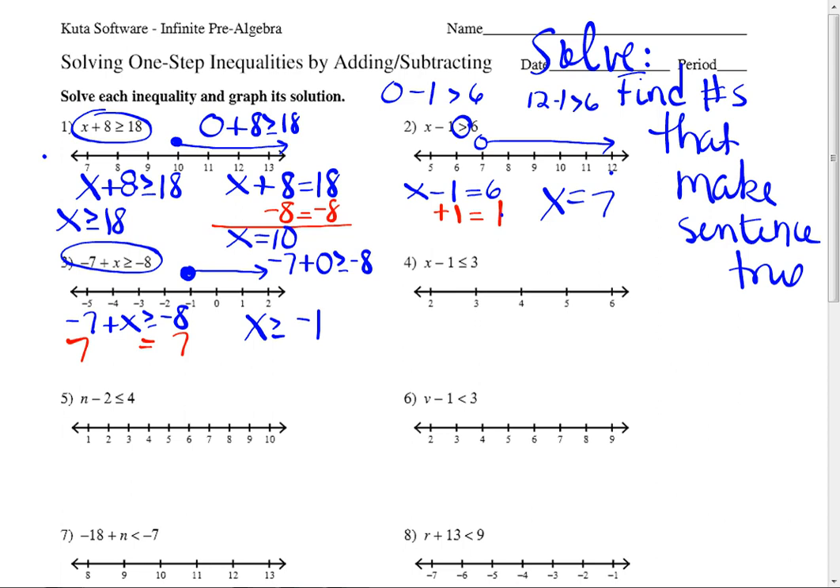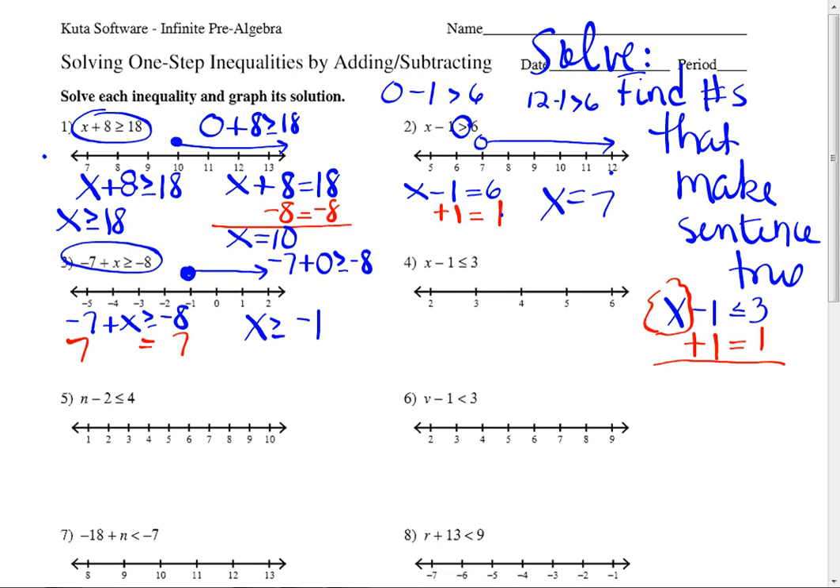Michael, help me with this next one. x minus 1 is less than or equal to 3. What are we going to do to both sides? Not minus 3. Remember, you want to get x all by itself. Add 1. Math tells you what to do. I love math for that reason.